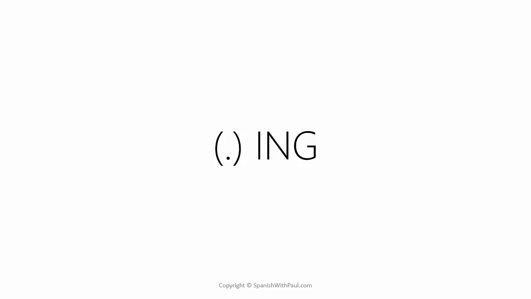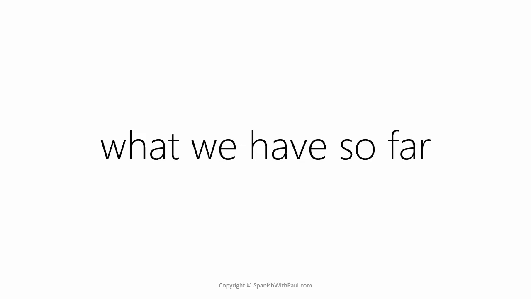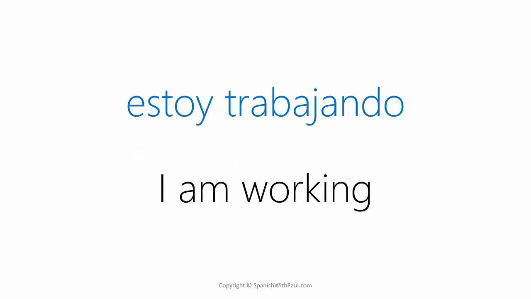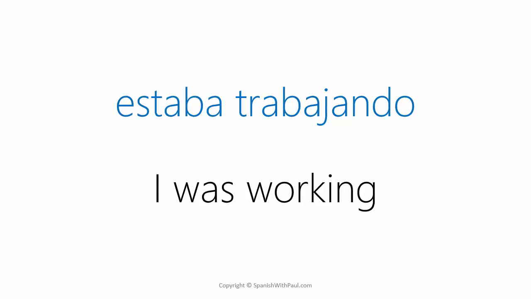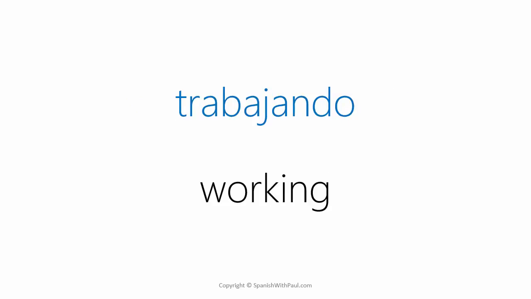Let's have a look at what we have so far with this series on this ing. We have estoy trabajando for I am working. So this is the present ing. Then we have estaba trabajando, I was working, for the past ing. And we have just trabajando, the independent ing, meaning working.